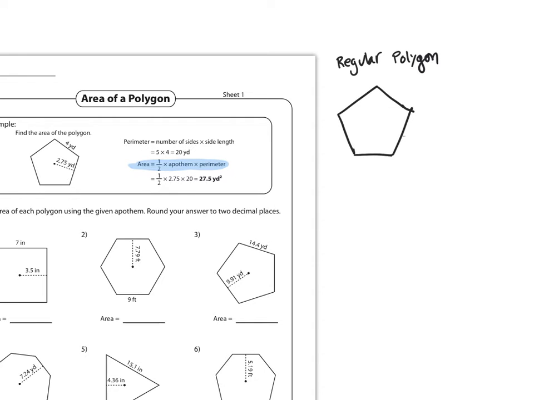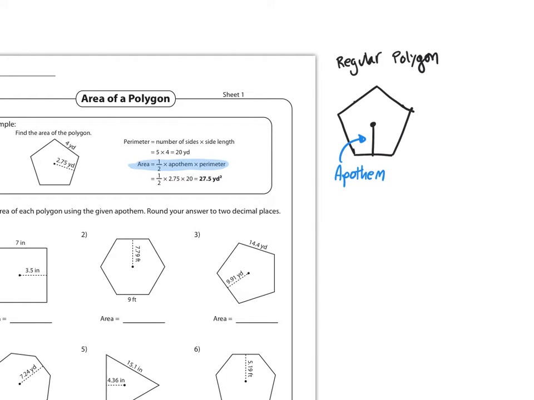Let's talk about what the apothem is. Well, the apothem goes from the center of the polygon to the middle of one of the sides. So it bisects a side. In fact, the apothem is a perpendicular bisector of the side of the regular polygon. And you could draw an apothem from the center to any side of your regular polygon.